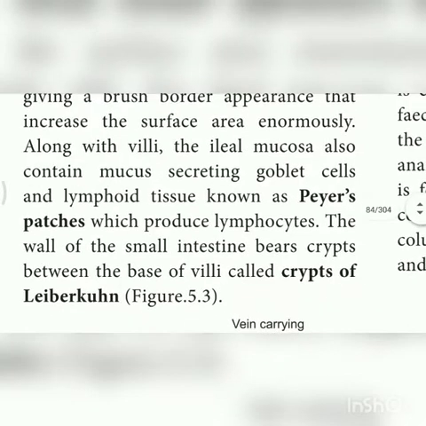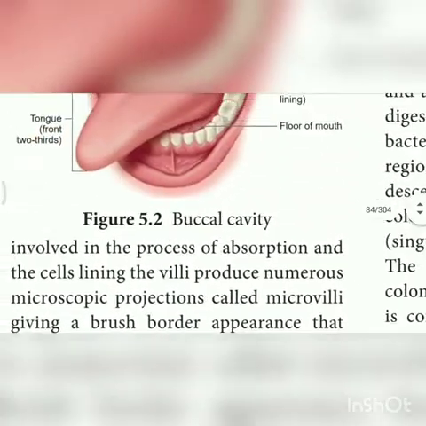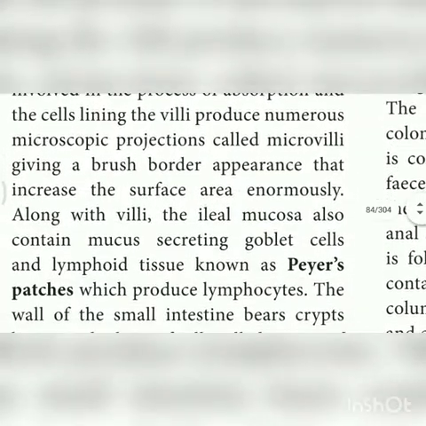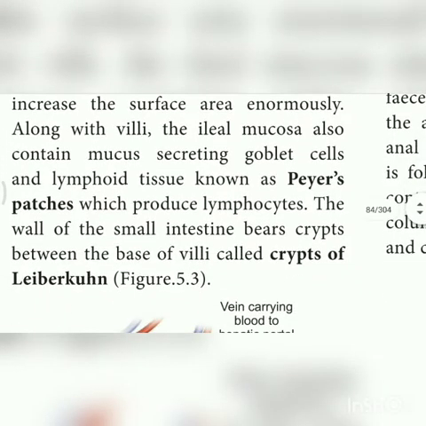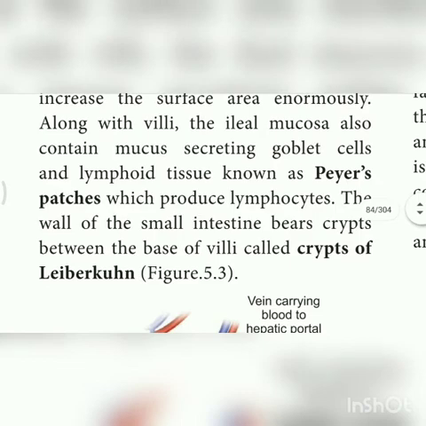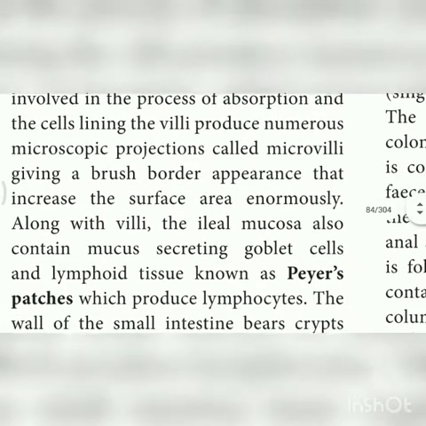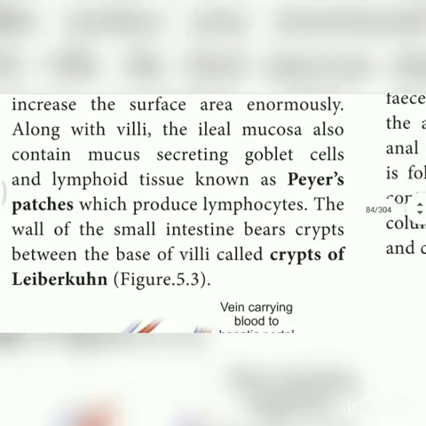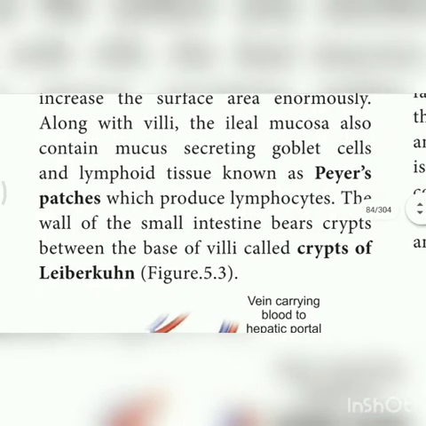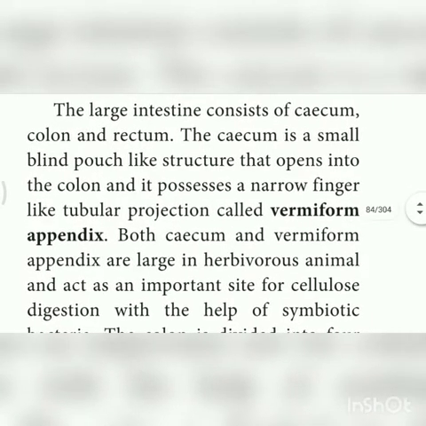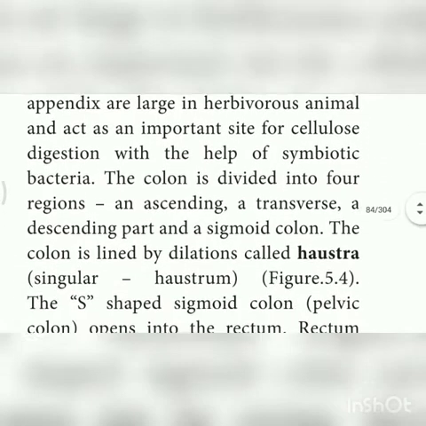And the next important question is, what is meant by crypts of Lieberkühn? Peyer's patches are present in the intestinal mucosa, which produce lymphocytes. The wall of the small intestine bears crypts between the bases of the villi, called the crypts of Lieberkühn. Crypts of Lieberkühn are found at the base of the villi in the small intestine. And then what is vermiform appendix? The large intestine consists of the cecum, colon and rectum, and the cecum is a small blind pouch-like structure that opens into the colon, and it possesses a narrow finger-like projection called the vermiform appendix.